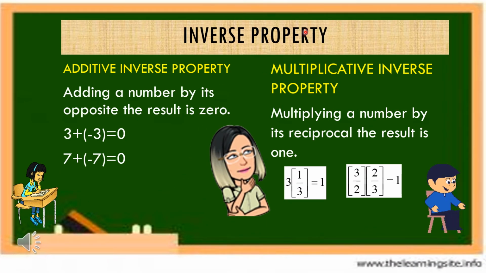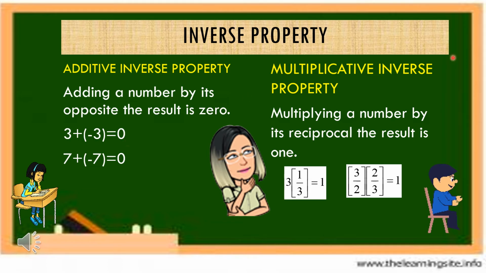We have inverse property. Inverse property is divided into two. Additive inverse property and multiplicative inverse property. So, if we add a number by its opposite, what is opposite? If we have 3, the opposite of 3 is negative 3. If we have 7, the opposite of 7 is negative 7. So, if we add a number by its opposite, the result is 0.